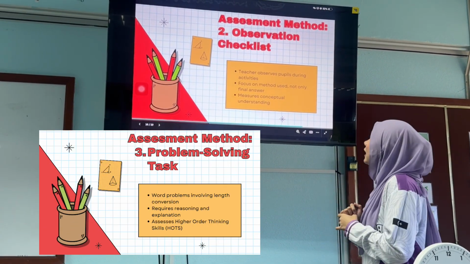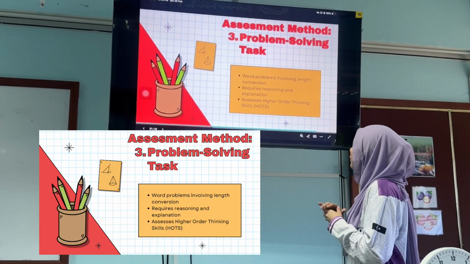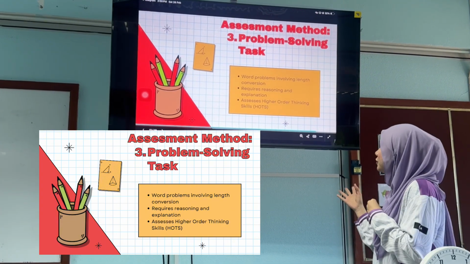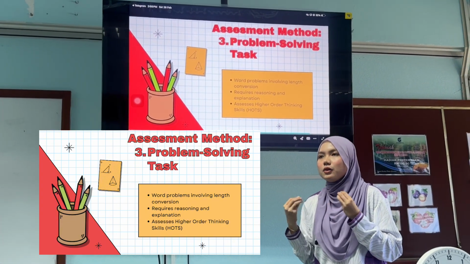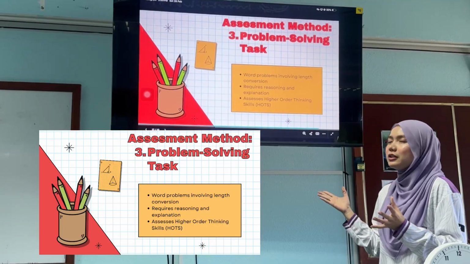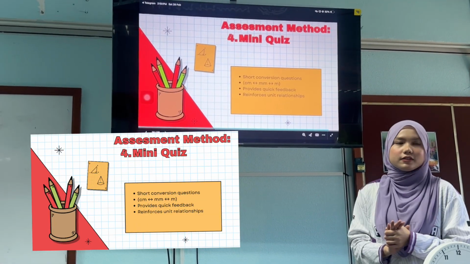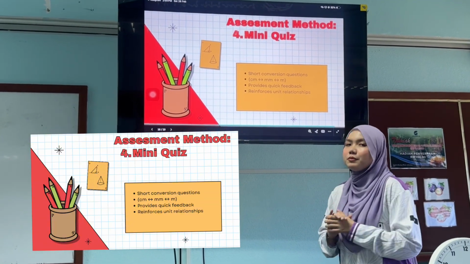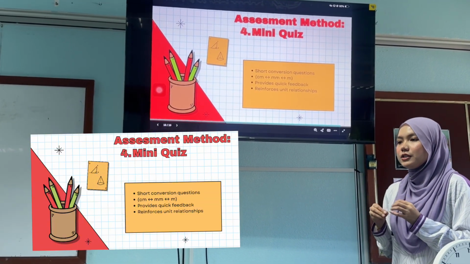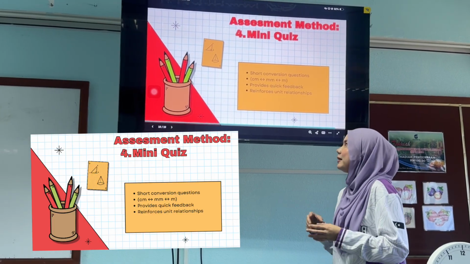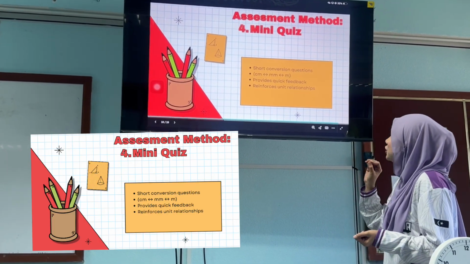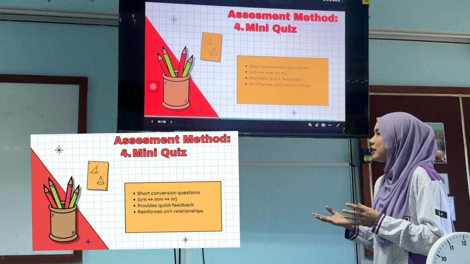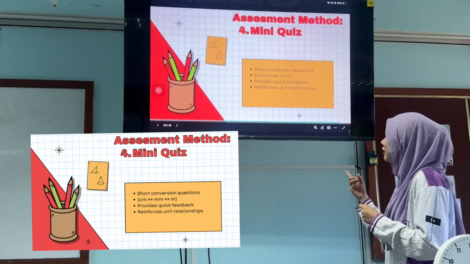Okay, next, problem solving tasks. Word problems involving length conversion require reasoning and explanation. The teacher will give HOTS, higher order thinking skills questions, to build knowledge and confidence in pupils about their units. And then the fourth, a mini quiz. After the end of the class, the teacher will give a worksheet quiz that pupils need to answer, with short conversion questions on centimeter, millimeter, and meter, and provide quick feedback, so that the teacher can reinforce unit relationships.